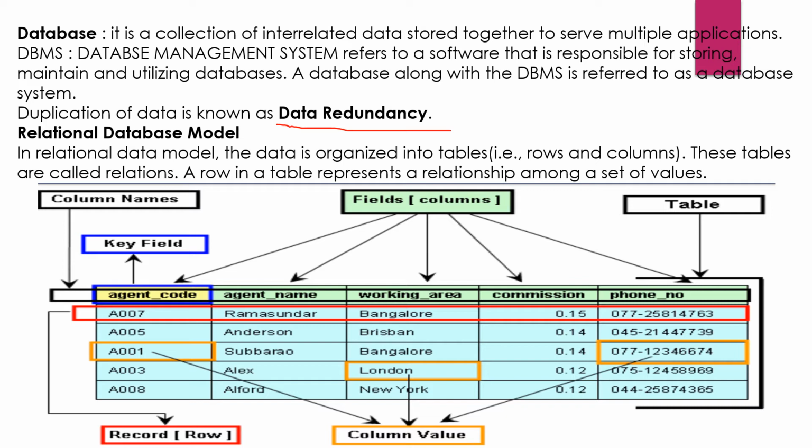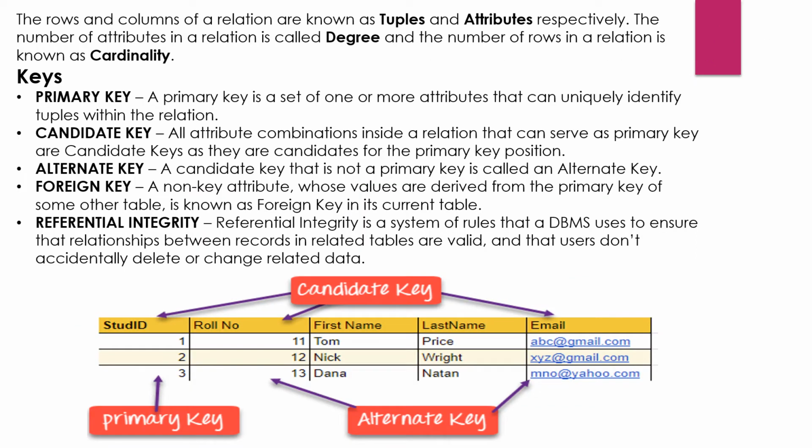Key field means the primary key. What is meant by a primary key? A primary key is a unique value. It represents a unique record. What are tuples? The rows of a relation are known as tuples. Tuples means rows. Here, student ID 1, roll number, Tom, price and its email ID. This is called a tuple: a complete one row, a relation of attributes, a relation of fields.